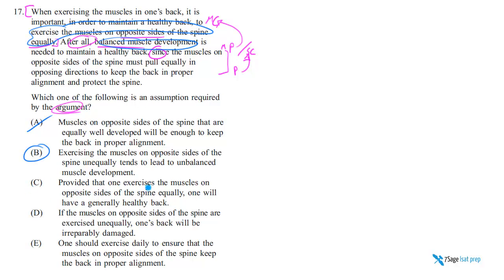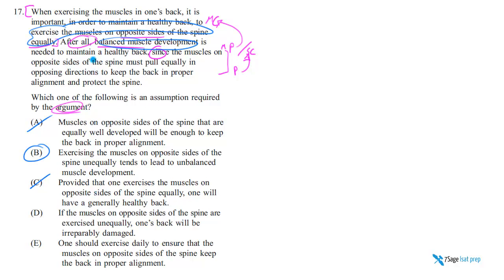C says, provided that one exercises muscles on opposite sides equally, one will generally have a healthy back. But I can say the same thing that I said for A: this just doesn't need to be true. You can exercise muscles equally all you want, yet that doesn't guarantee you will generally have a healthy back. You could still suffer from diseases and get crushed by a boulder or whatever. But all that stuff is totally irrelevant for our argument.